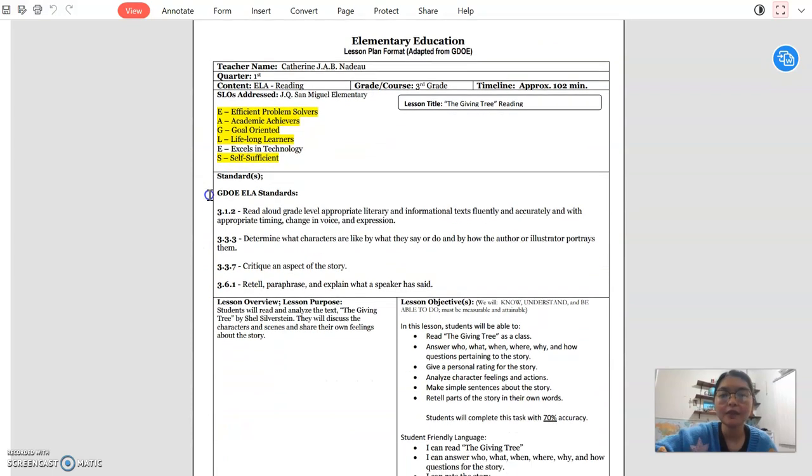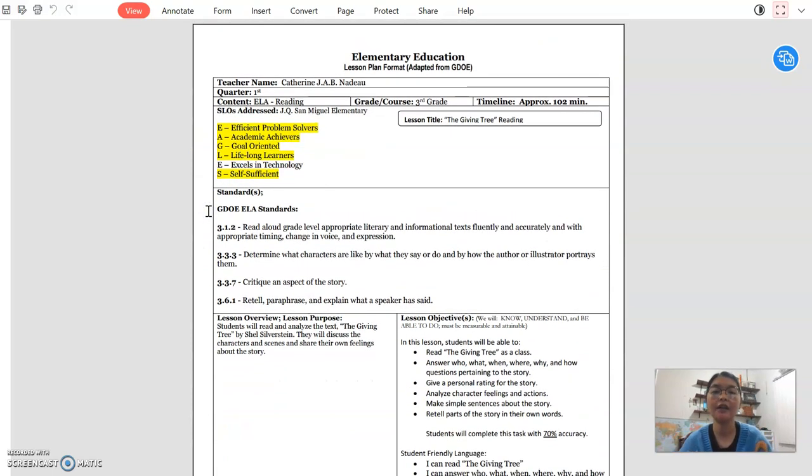The next lesson plan is on the story, The Giving Tree. So students will read and analyze the text The Giving Tree by Shel Silverstein. They will discuss the characters and scenes and share their own feelings about the story.